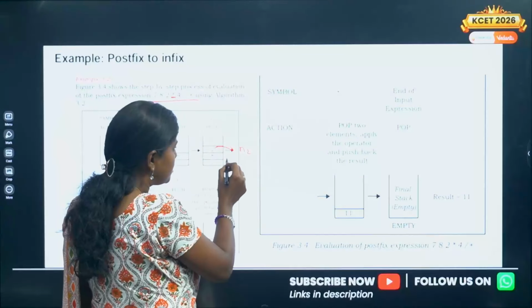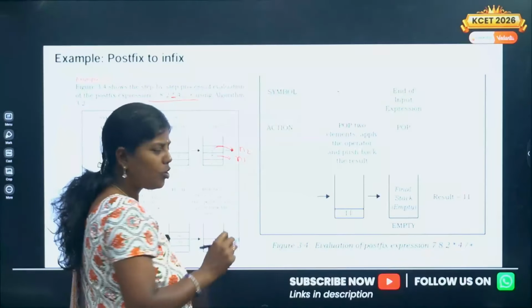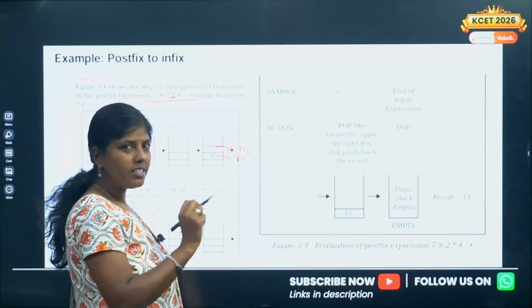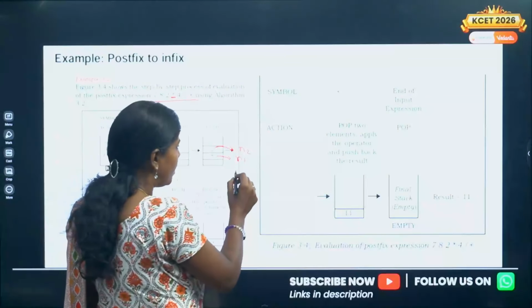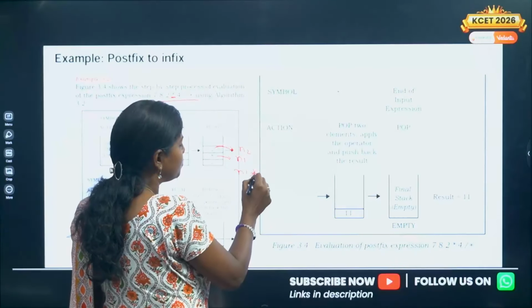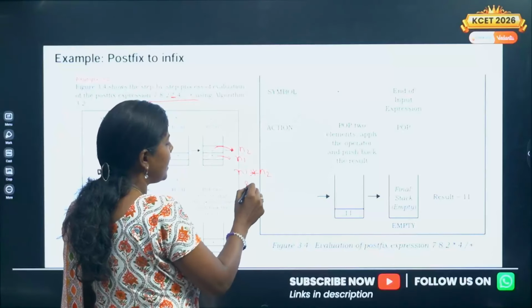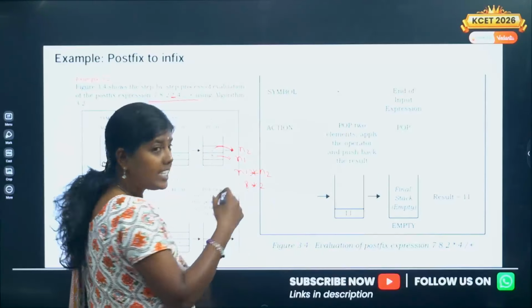And this will be stored in N1. This is not there in the algorithm. It is easy for you to understand, that's why I'm writing. Perform the operation now. N1 star N2. That means what? 8 star 2. 16 we got.